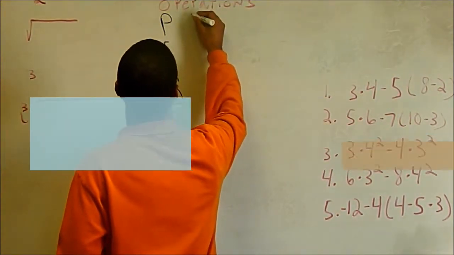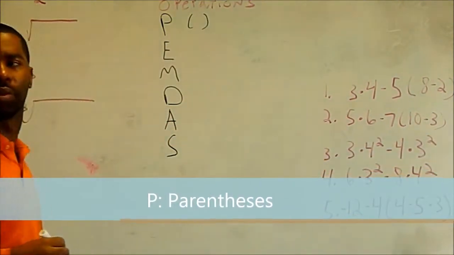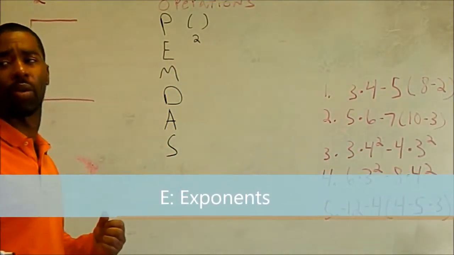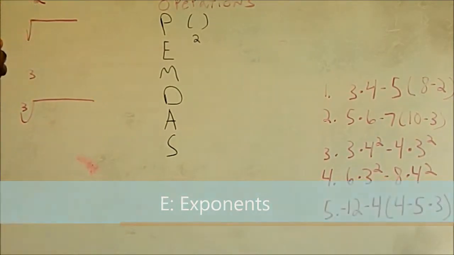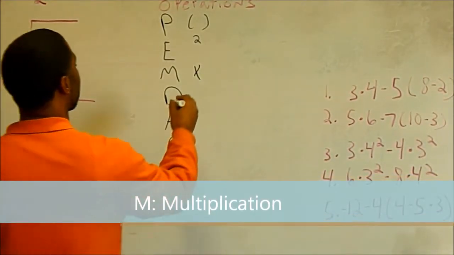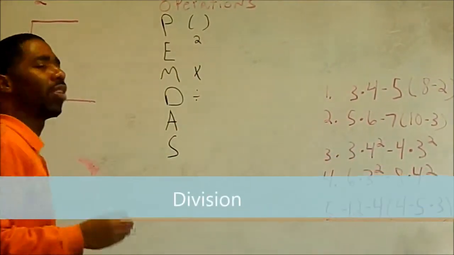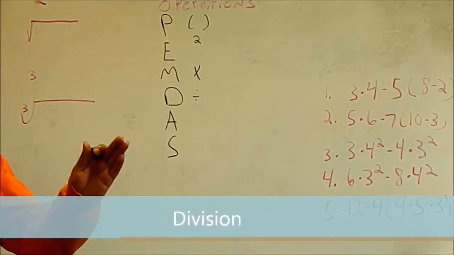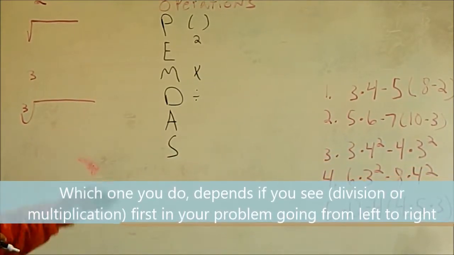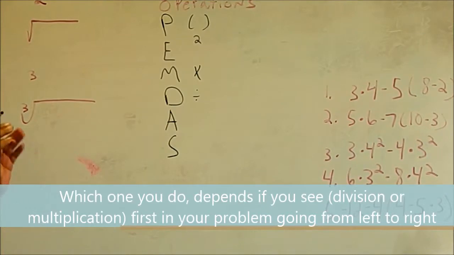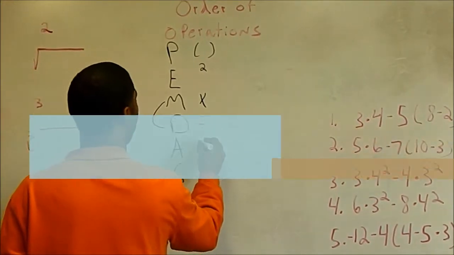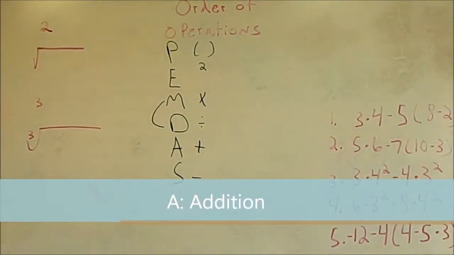The first one is parentheses. The second one is exponents. Exponents mean to the second power, to the third power. The next one is multiplication. After that is division. Now the thing about it is, multiplication doesn't necessarily come before division. Multiplication and division are on the same level. It's just whichever one you see first in your problem, going from left to right. Does that make sense? Now, multiplication and division do go before addition and subtraction.